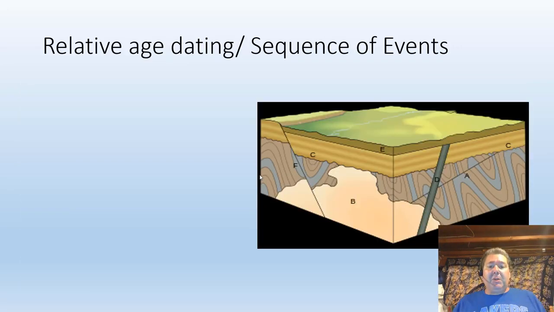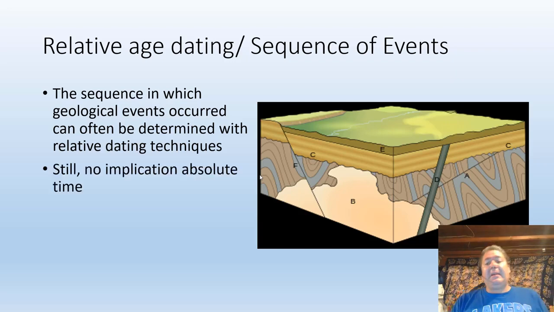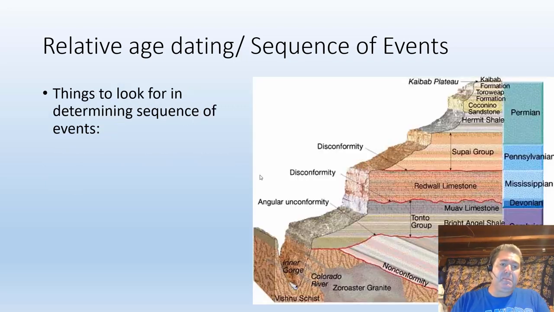And this brings us to, kind of throwing this all together, this idea of relative age dating and sequence of events, right? And the sequence of events is determining in which order these geological events happened, right? So, again, no time implied. We're just doing first, second, third, this, then that, right? We don't know if it was a billion years apart or 500,000 years apart or what, right?